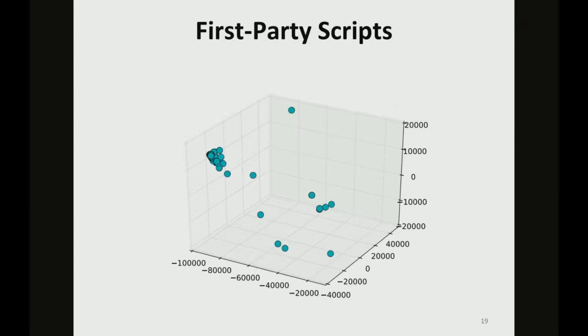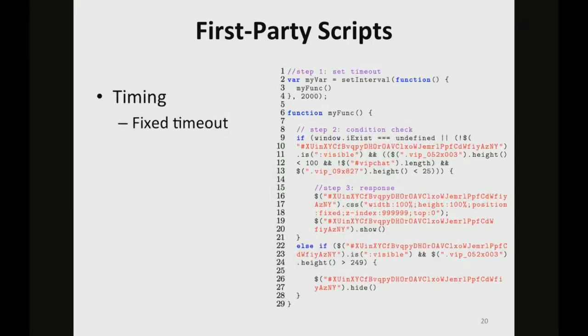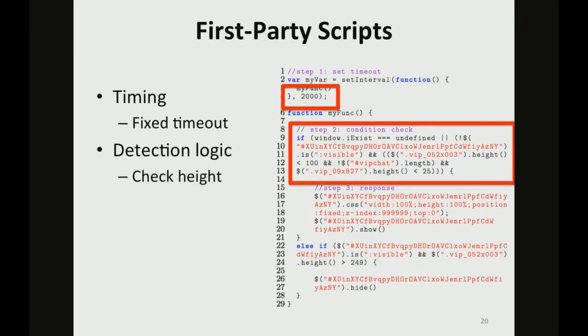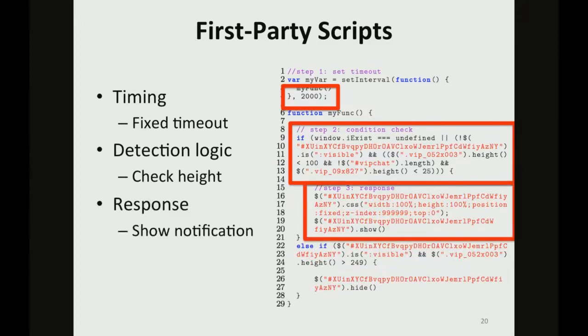And when we analyzed some of these first-party scripts, they were all fairly simple. They follow the same logic. For timeouts, they generally use a fixed timeout. For example, in this example, they are using 2,000 milliseconds. They have a fairly simple detection logic, checking different properties of HTML elements. And they have a fairly simple response mechanism.